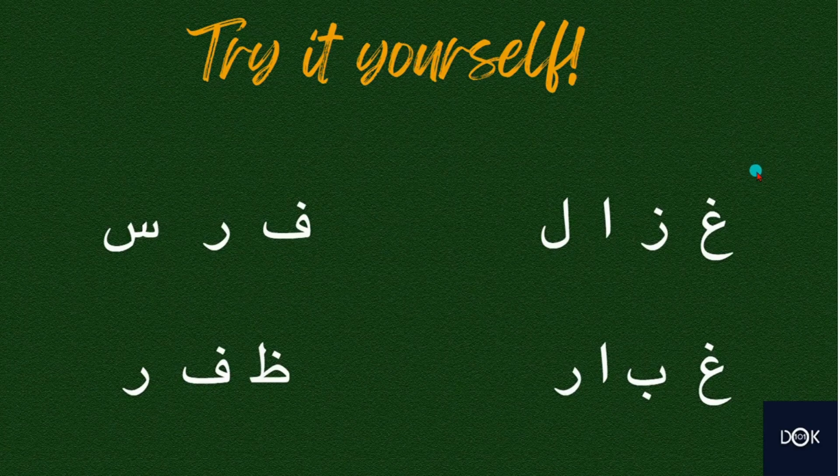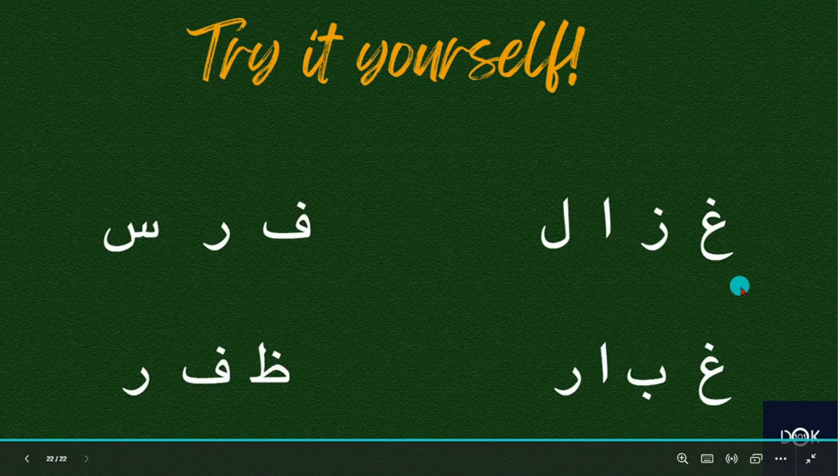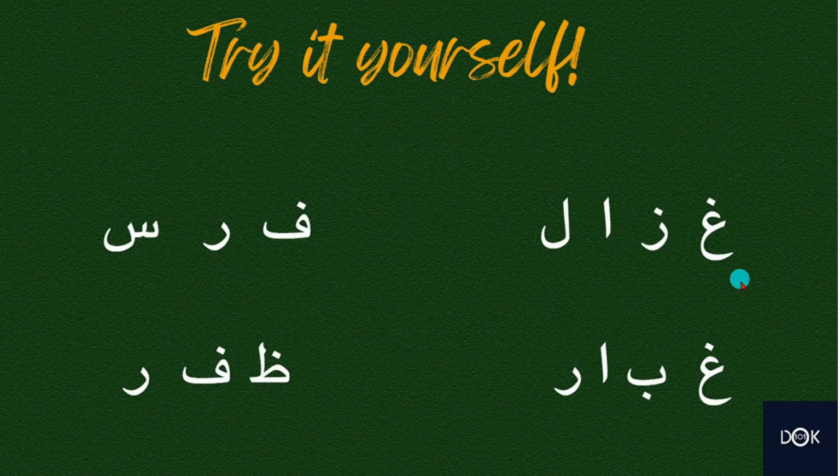Alright, so now you have an activity to test yourself. You have to connect these letters to make 4 words. So the first word is غزال, which is a deer, the animal deer. غين, za, alif, lam. And remember, these are the letters that we have already learned in part 1, 2, and 3.